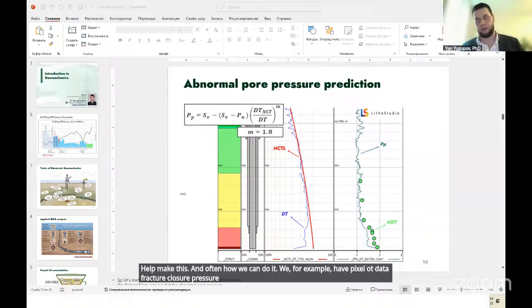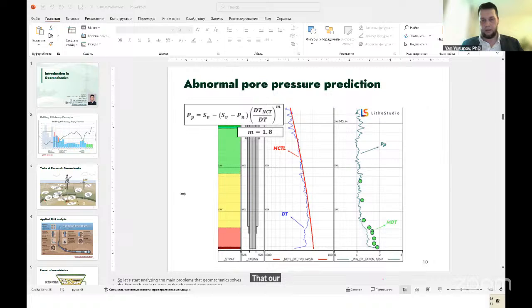Having the fracture closure pressure, we know the SH min. So we need to iterate epsilon values so that our SH min profile will match the XLOT data. As for Biot coefficients, we can estimate them from laboratory conditions.